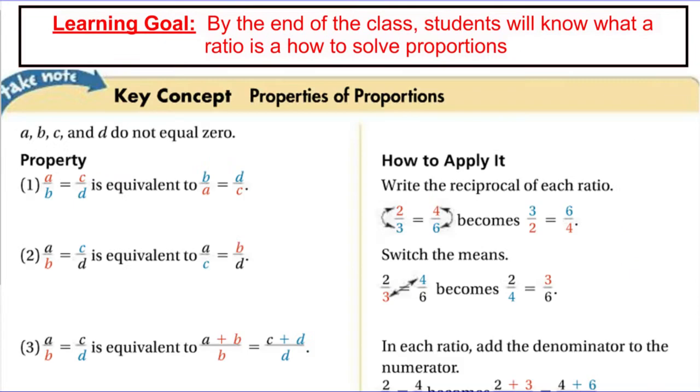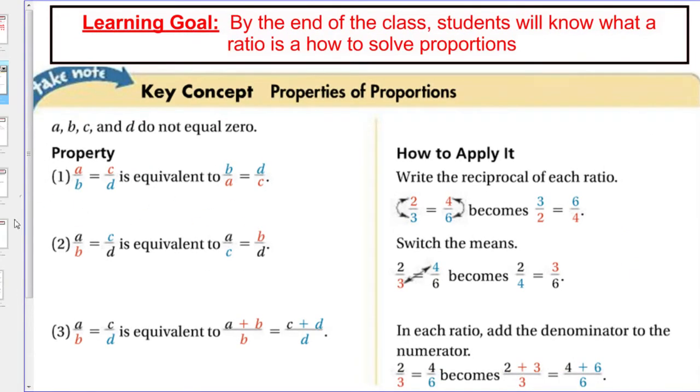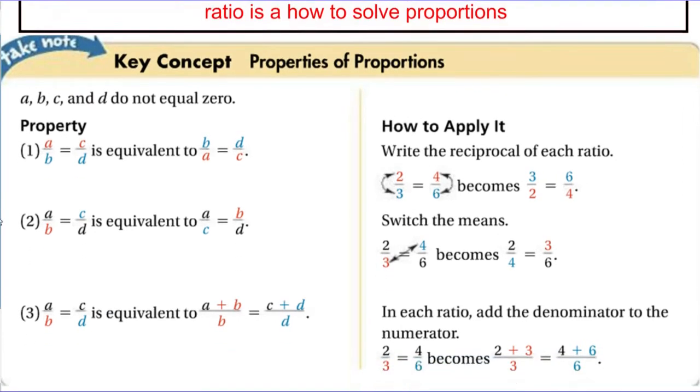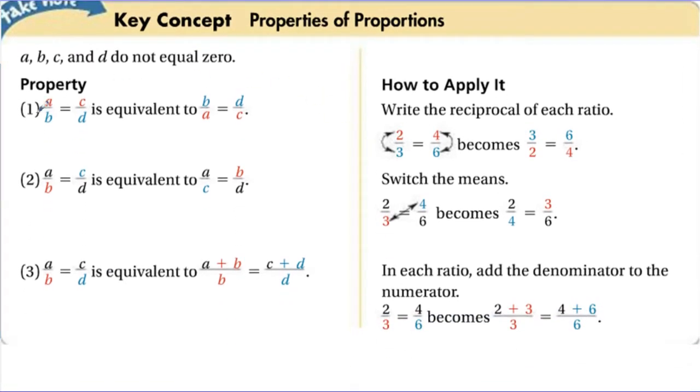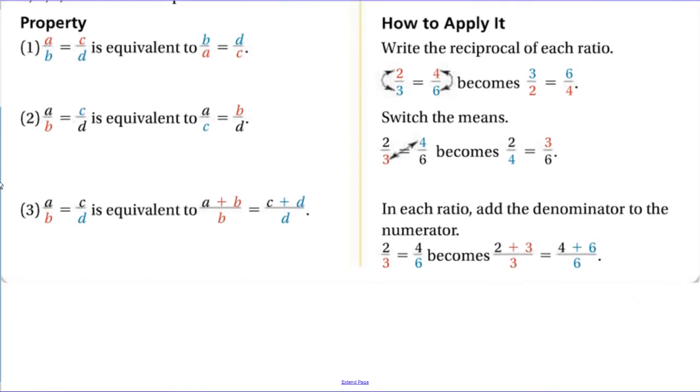So there are a few others that are a little bit less known. They're a little bit more obscure. And here they are. Okay, so the first property says that you can take the reciprocal of one of the fractions as long as you take the reciprocal of the other one. So here's a very simple example.